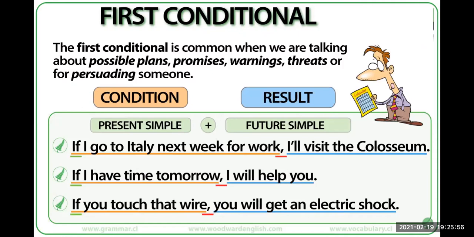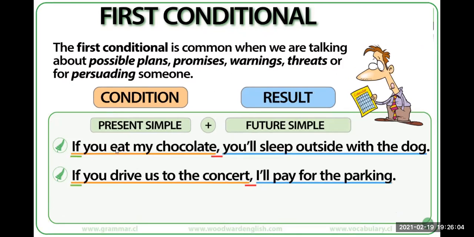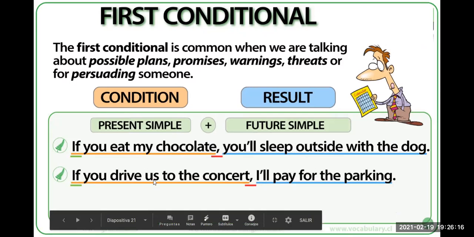So we can use the first conditional for possible plans, promises, warnings, threats, or persuading someone. Here we have some other examples. If you eat my chocolate, you will sleep outside with the dog. Okay, so this is a threat. And the last one, if you drive us to the concert, I'll pay for the parking.